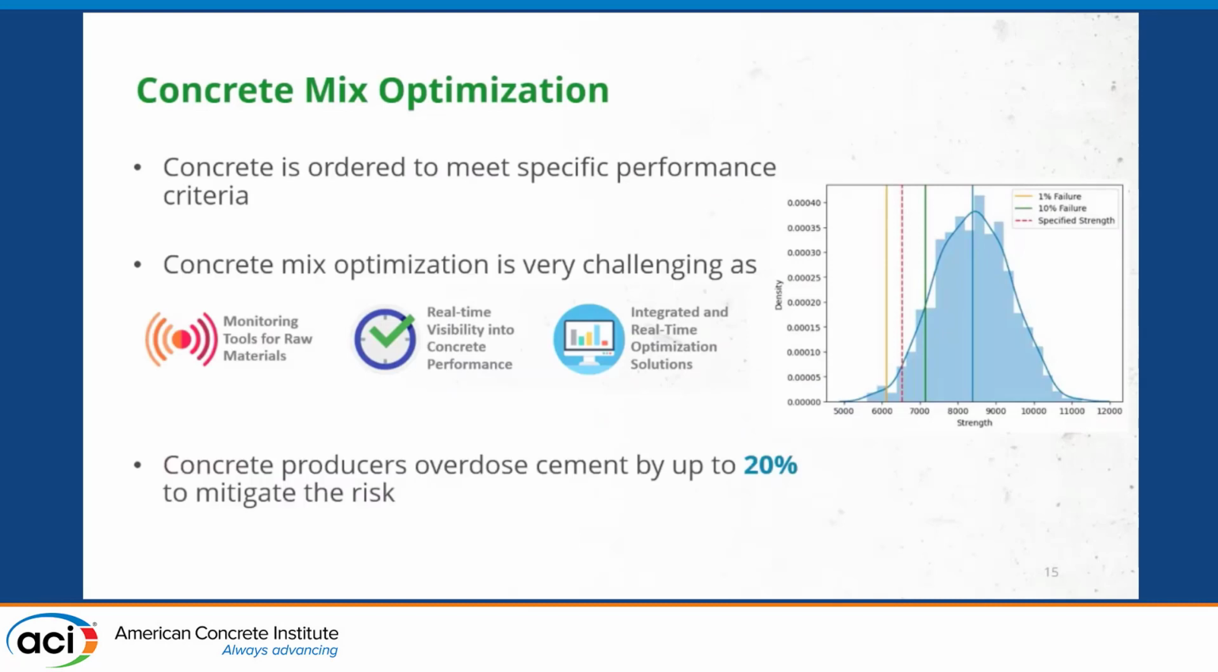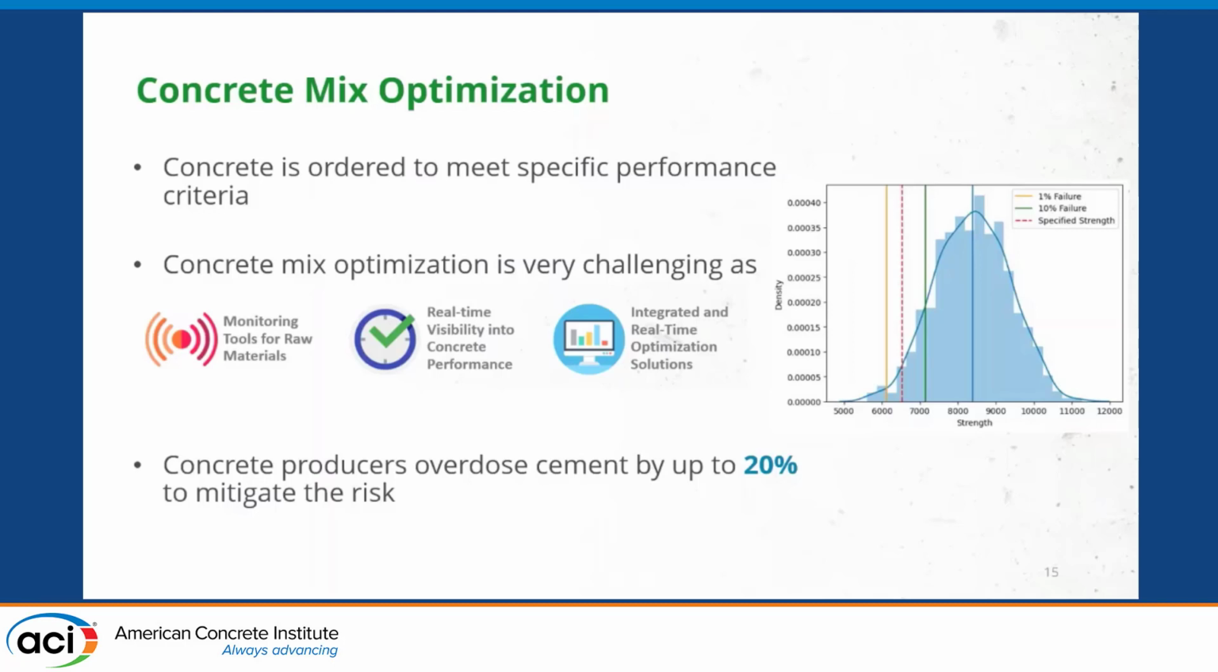Sorry, I don't know why there's animation on this. Okay. So concrete is ordered to meet a specific performance, and there are different things that are really challenging. So we're trying to monitor. There are not a lot of raw data monitoring tools out there because the cement changes every day in your plant. In what you're receiving, the aggregates can change. Everything can change. There's not a lot of visibility on the real-time performance of concrete on site, right? And then getting all of the data together is also something that's missing in the industry.